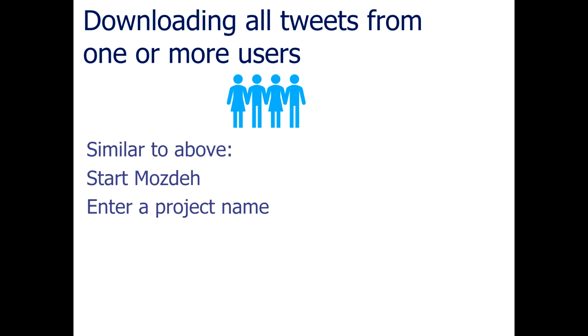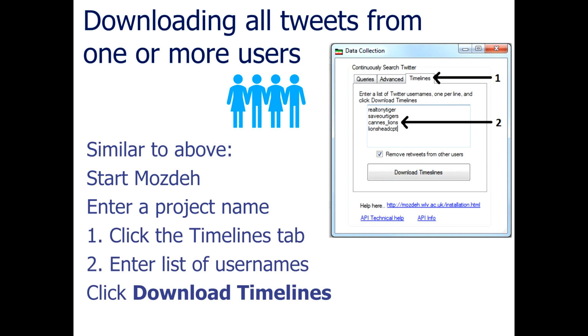So it starts the same, but the difference is that when you get past the entering the project name stage, you need to click the Timelines tab in Mozdeh. It's called either Timelines or Users, and that takes you to a screen where you can enter a list of the usernames of the people whose Twitter accounts you want to download. So here I've entered 4 Twitter usernames, and I'm going to click the Download Timelines button to ask Mozdeh to download all of their tweets.